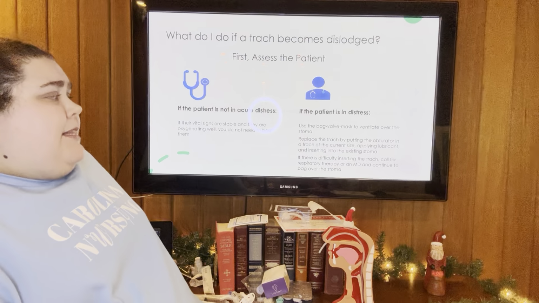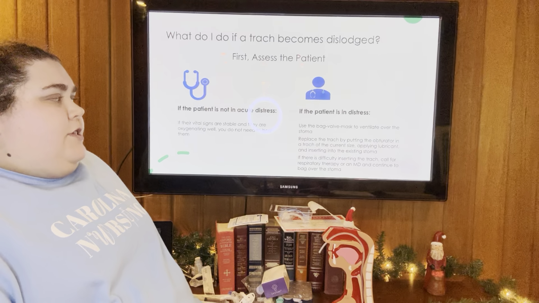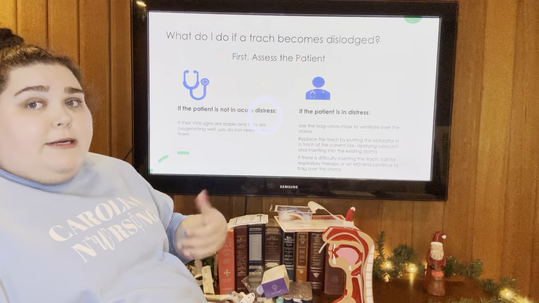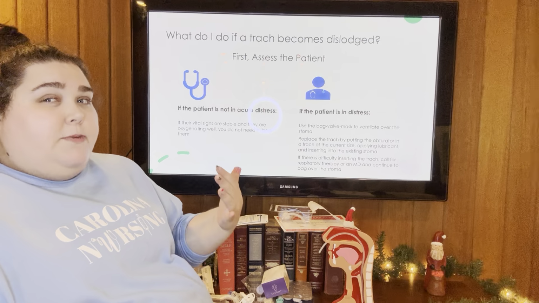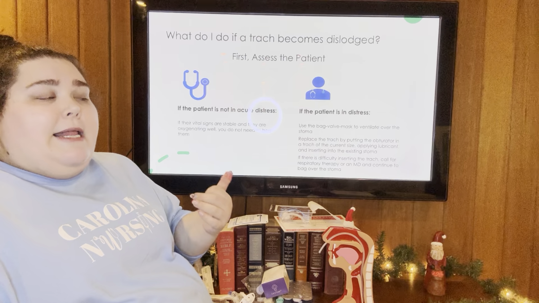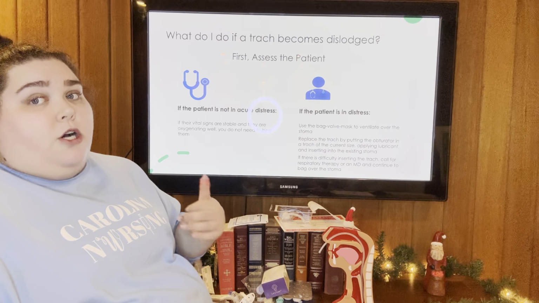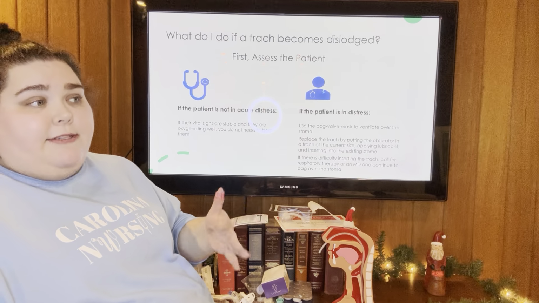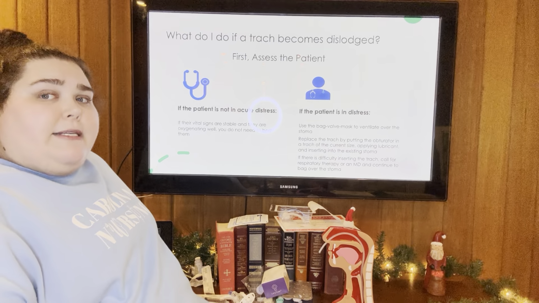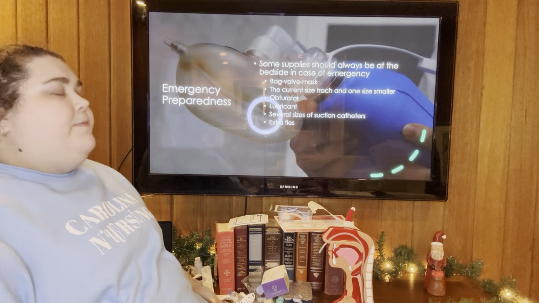And then if you can't get the trach in, sometimes the stoma starts to close immediately, or I've had patients who have pulled the trach repeatedly, so there's a lot of scar tissue. In that case, you're going to want to call the MD and call the respiratory therapist and have somebody else attempt to put it in. And they have some tricks that they can do to make that happen.